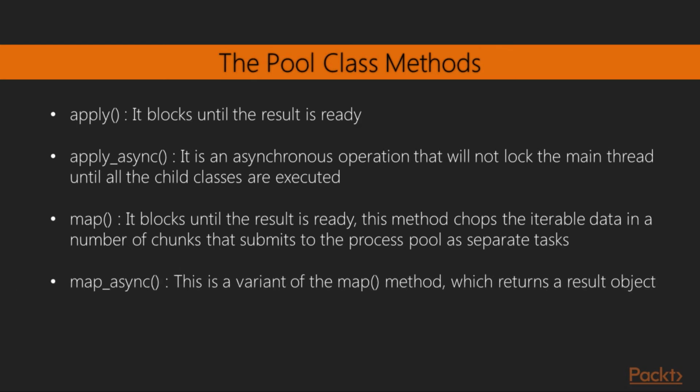4. Map async method. This is a variant of the map method, which returns a results object. If a callback is specified, then it should be a callable, which accepts a single argument. When the result becomes ready, a callback is applied to it, unless the call failed. A callback should be completed immediately, otherwise the thread that handles the results will get blocked.